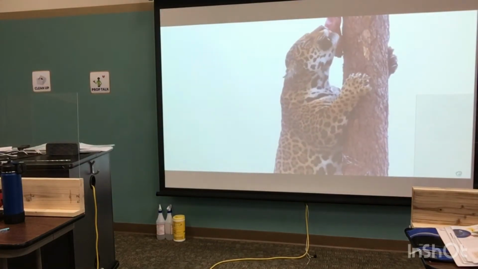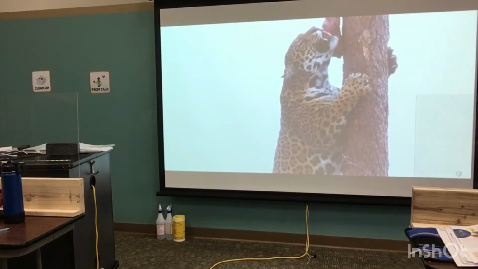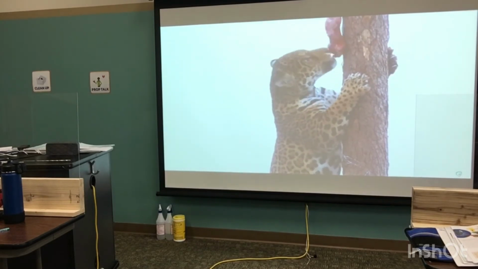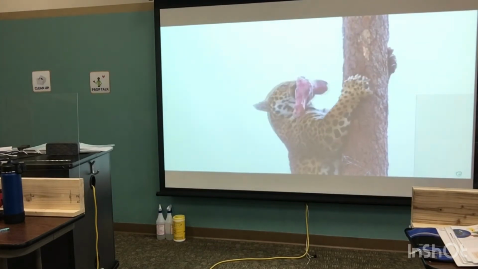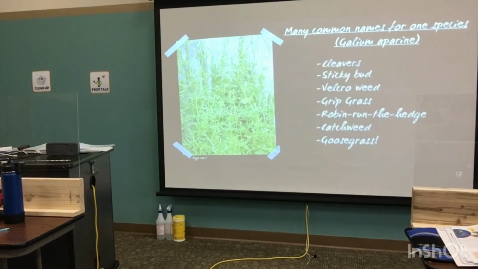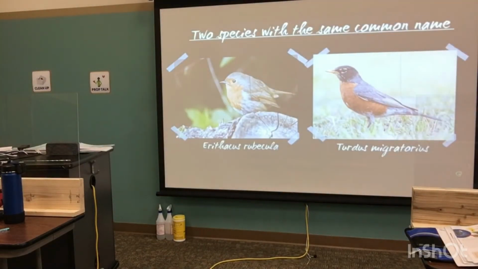So why not just call it a jaguar? Well, jaguar is its common name, but common names can differ from country to country or even within regions within a country. For example, this plant is called cleavers, sticky bud, or even goosegrass, depending on what part of the UK you're from. Sometimes 2 different species can share the same common name. In Europe, Erithacus rubecula is called the robin. In North America, Turdus migratorius is also called the robin.